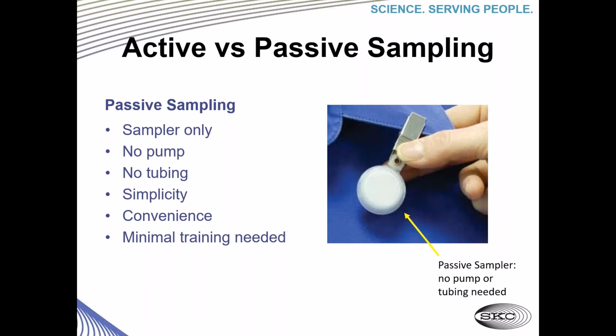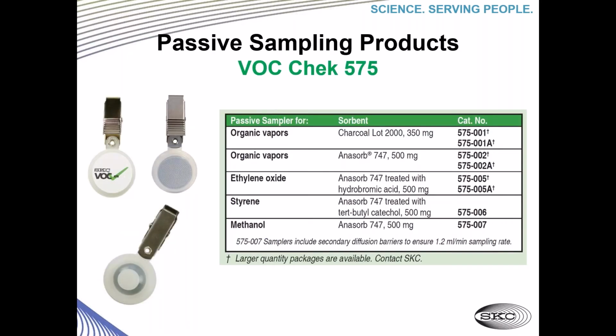You basically just have the sampler, and we'll talk about the different types of sampler, but at the end of the day, they're all the same in regards to the fact that there is no pump, no tubing required. It's an extremely simple and convenient process. And it says here that minimal training needed. It is probably in most cases no training needed. Someone would just simply clip it on the lapel or somehow in the breathing zone, and the person would wear it for a designated period of time, and then it would be removed. So obviously it's a much simpler process. And therefore everybody loves the convenience of passive sampling.